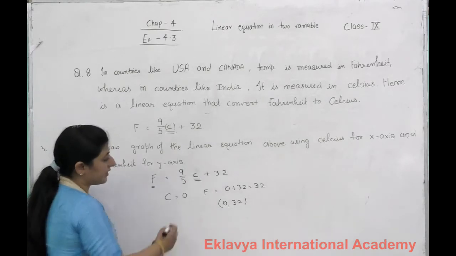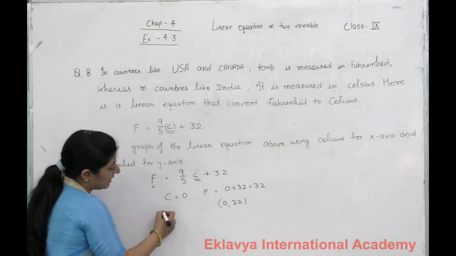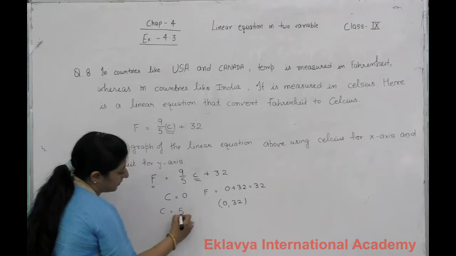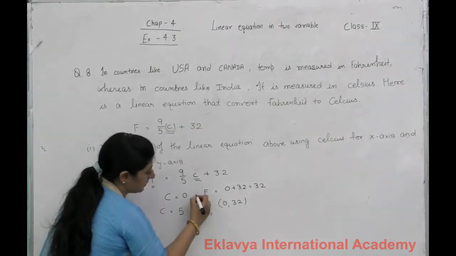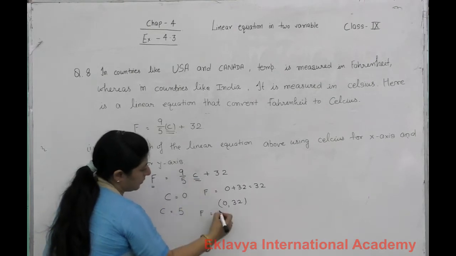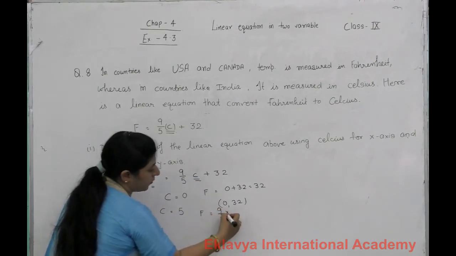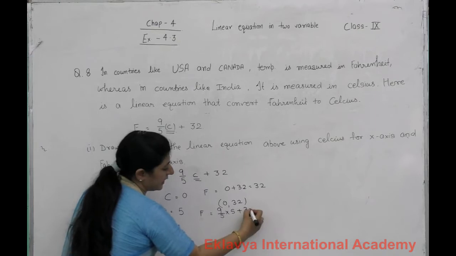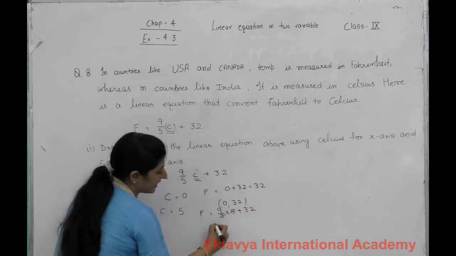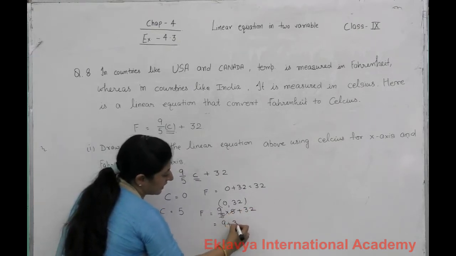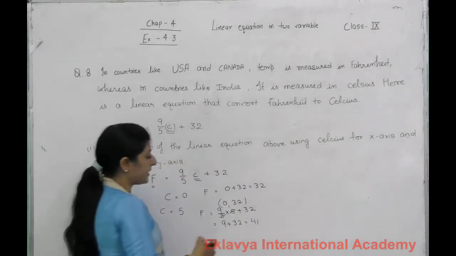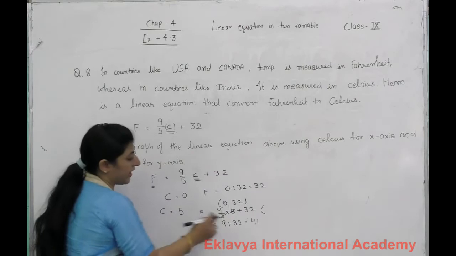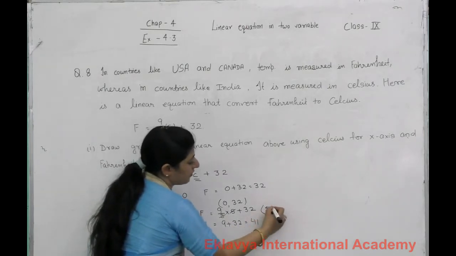Now take any other value. Suppose I take C is equal to 5. Then F is equal to, put 9 by 5 into 5 plus 32. 5 and 5 cancel. 9 plus 32 is equal to 41. It means the solution is 5, 41.